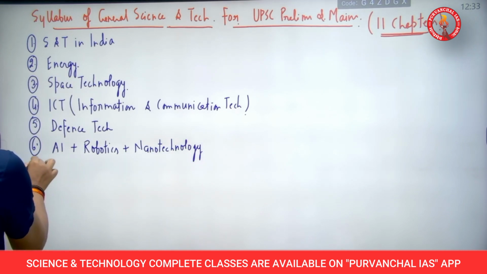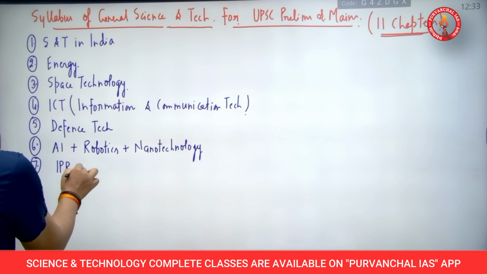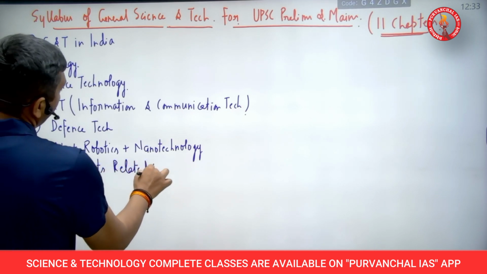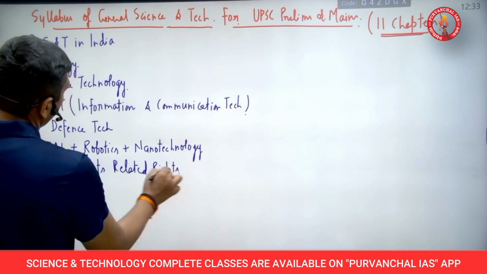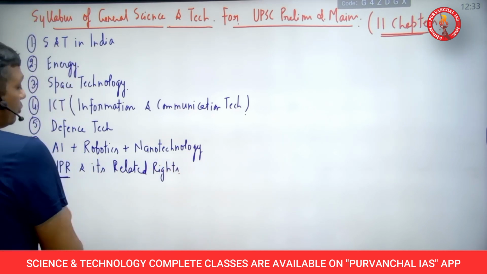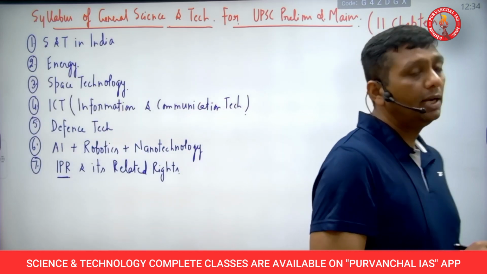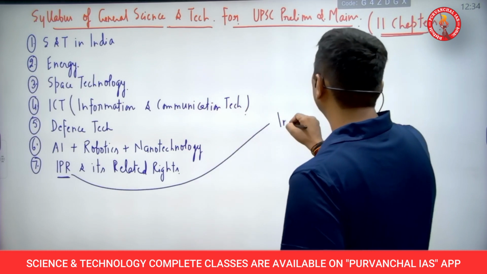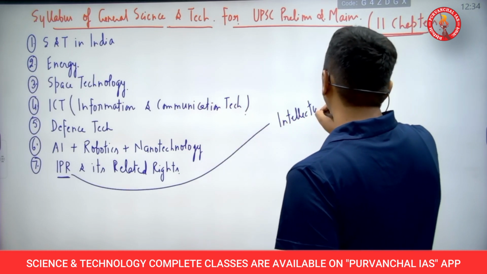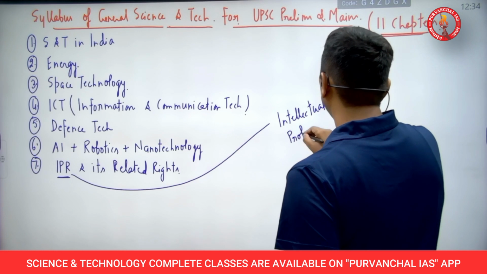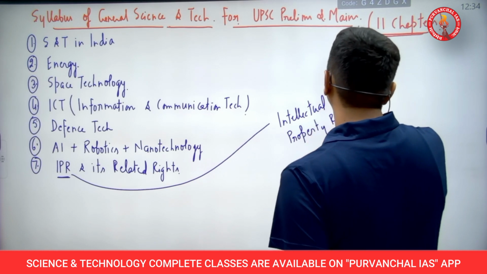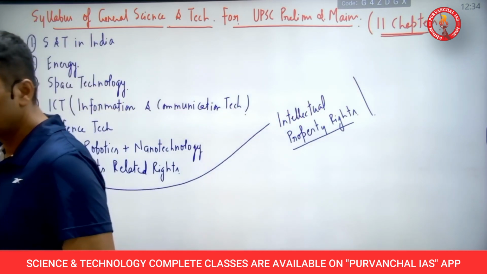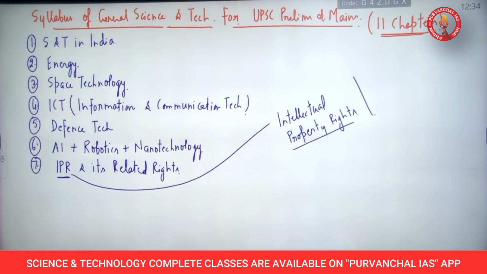Seventh one, IPR and its related rights. IPR, I think you know very well, is intellectual property rights. So this is intellectual property rights and its related rights.